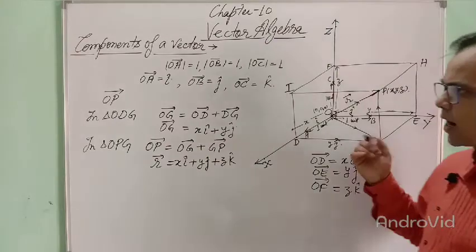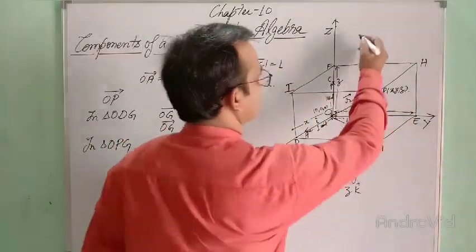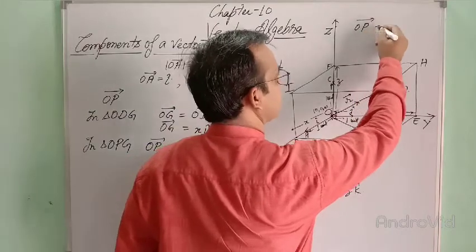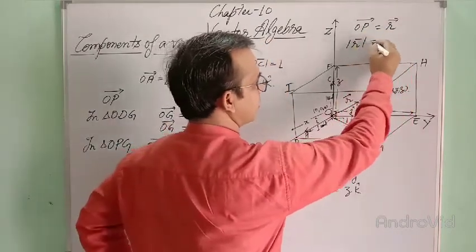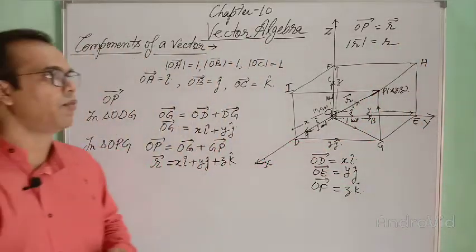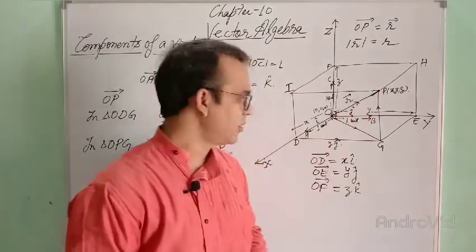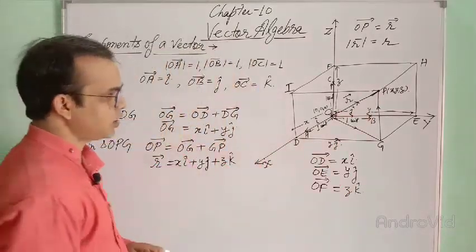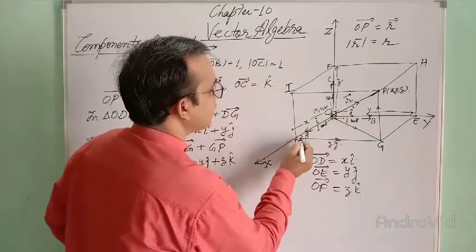Now let's try to get the magnitude of this vector OP. So the vector OP is written as the vector R here. So the magnitude of the vector R is, suppose, R. Then we want to get the value of the magnitude R. What would be the length of this vector OP? Clear? So just see in this triangle ODG, once again this angle is 90 degrees.